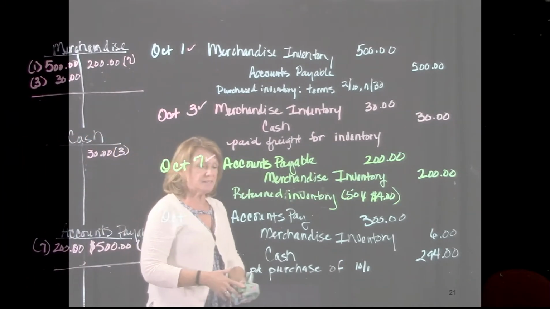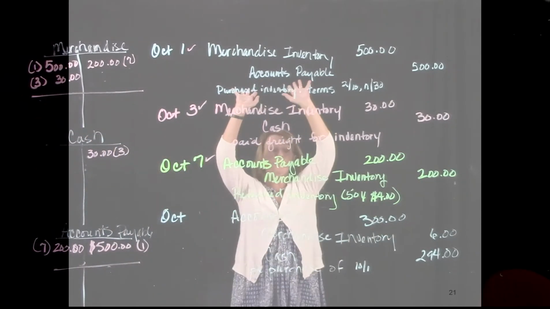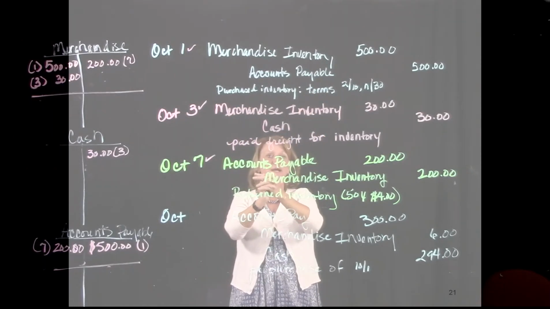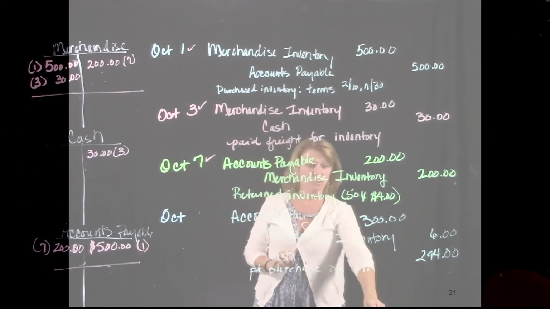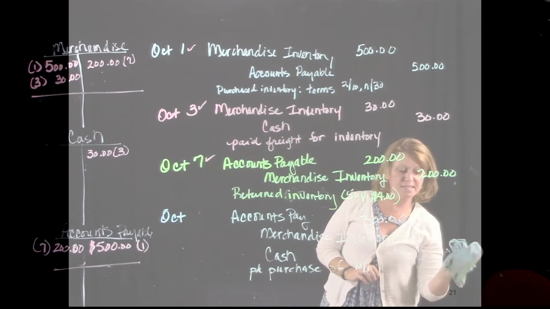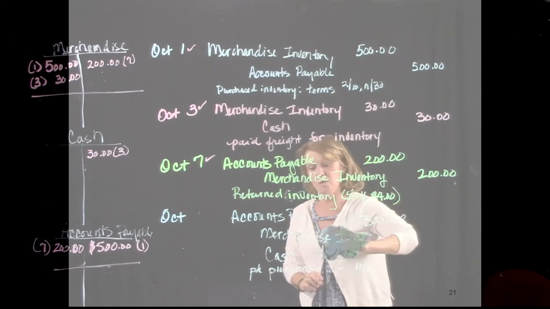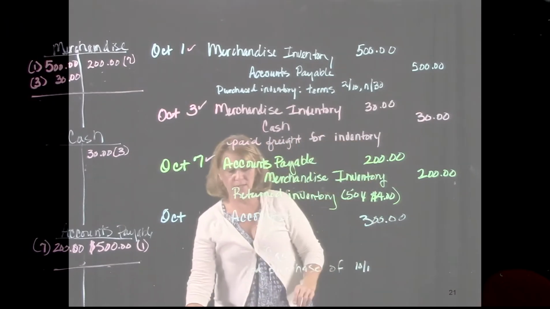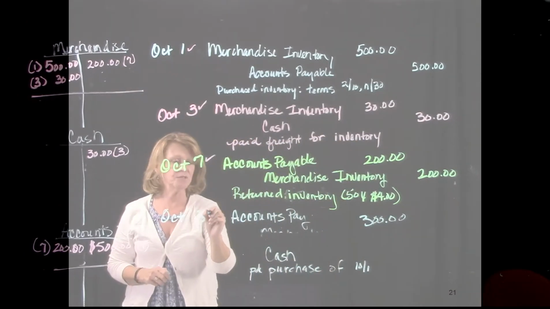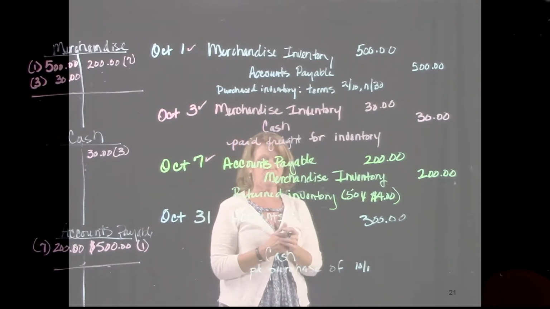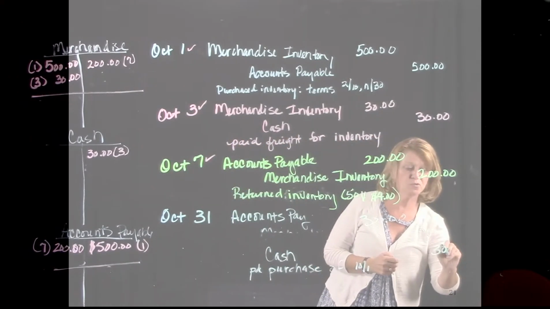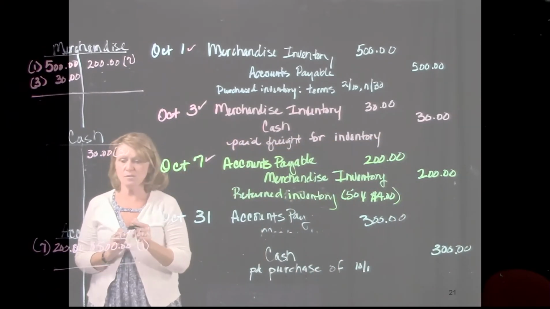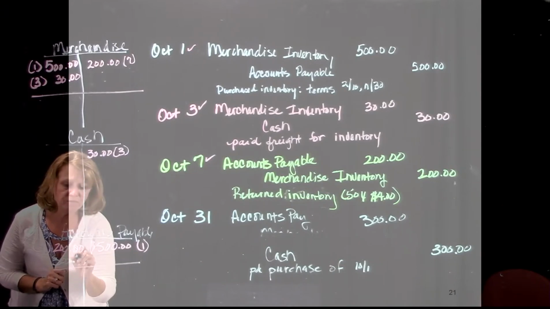Okay, so same order, everything's the same. We purchased the inventory, we paid cash for the freight, we returned $200, but we did not pay it within the discount period. So this is what it looks like. On October 31st, we still have the accounts payable for $300, but we pay out $300 in cash. This time it wasn't a huge amount because it was just $6.